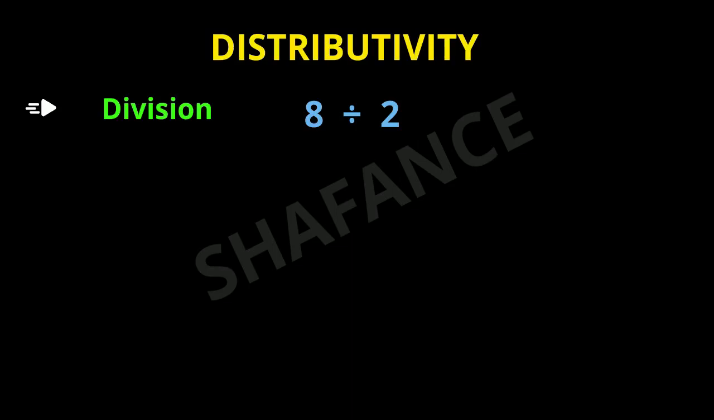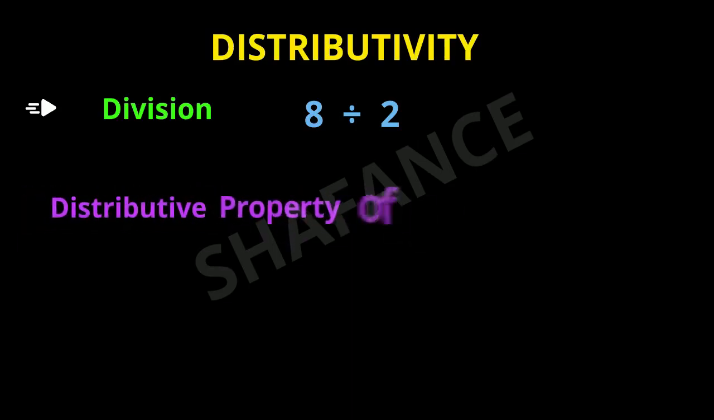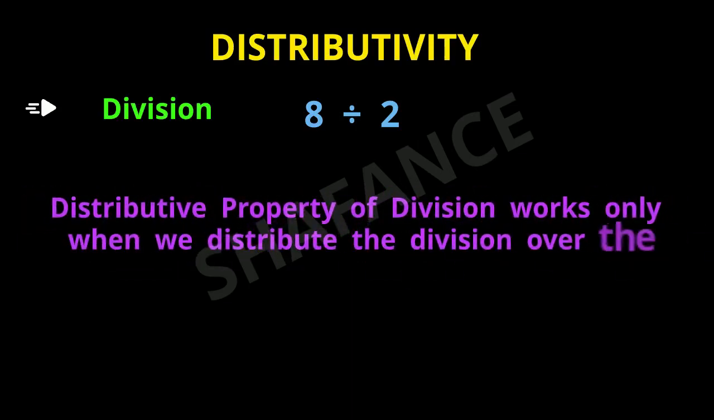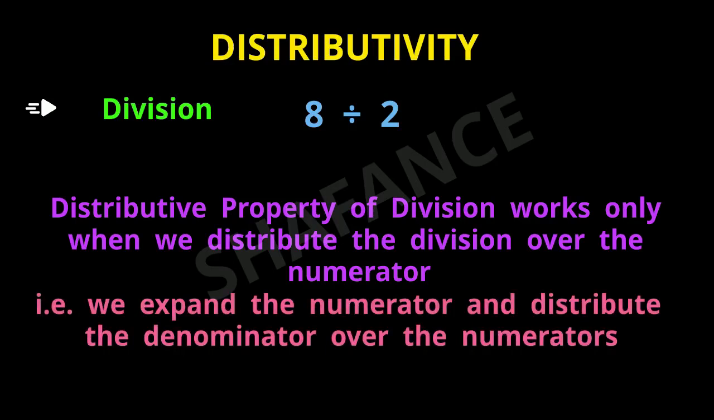So we have seen that distributive property of division works only when we distribute the division over the numerator. That is, we expand the numerator and distribute the denominator over the numerators.